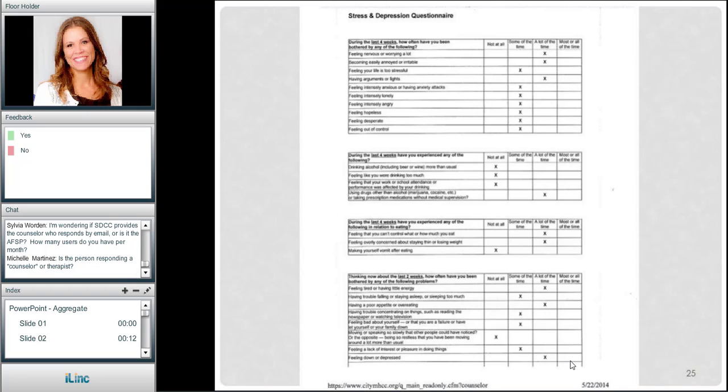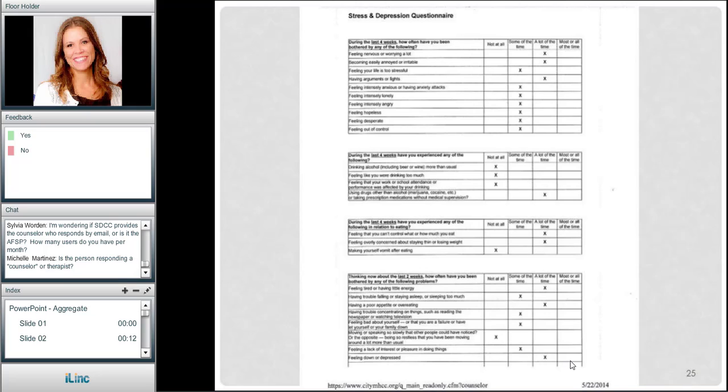And then Michelle asked, is the person responding a counselor or a therapist? In our office, we have 3 actual college faculty who are LCSWs, and then we use MSW interns and MFT interns as well that provide our counseling. And so all of them share the responses. Hope that makes sense.